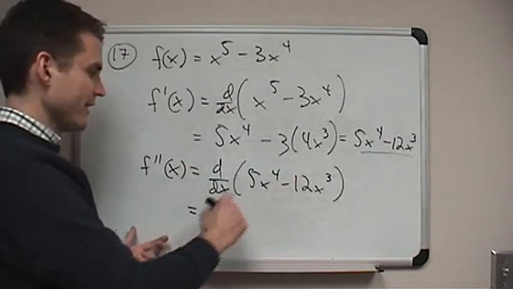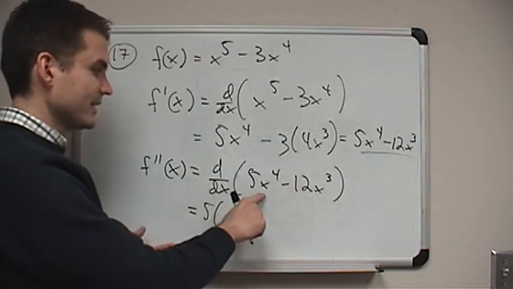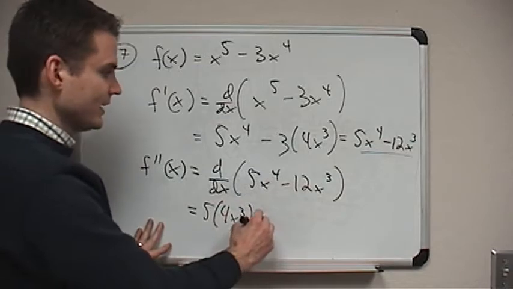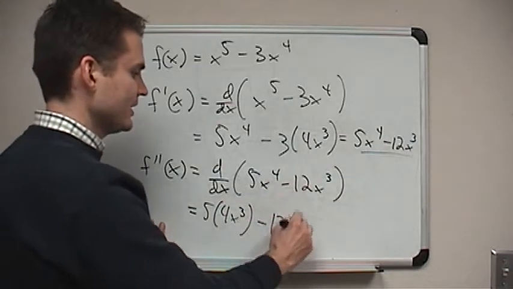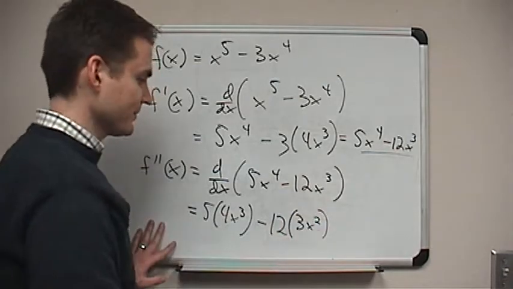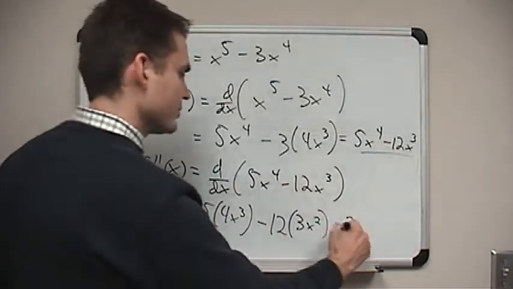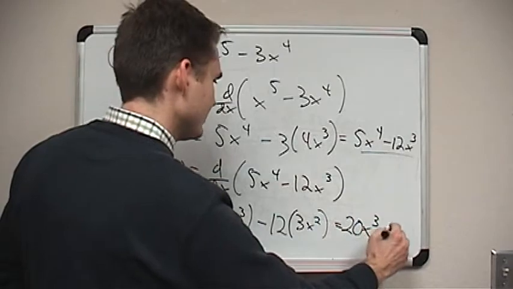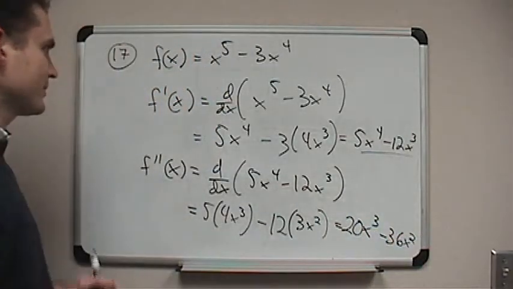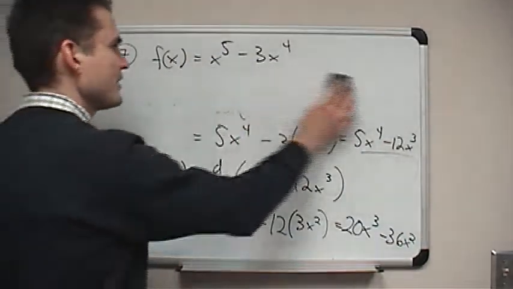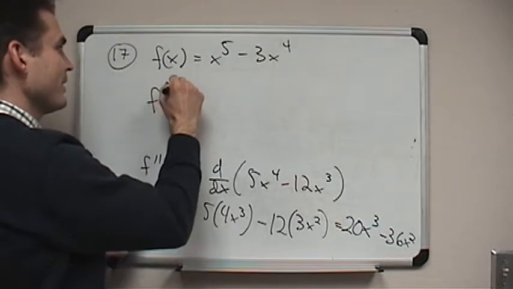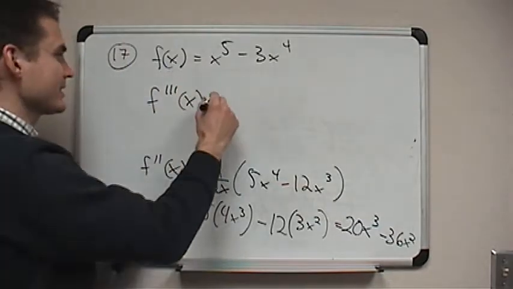So the derivative of 5x to the fourth is 5 times the derivative of x to the fourth, 4x cubed, minus 12 times the derivative of x cubed, which is 3x squared. So that's going to be 20x cubed minus 36x squared. And that's already the second derivative. Well, what about the third derivative? This is the one that we're asked to find, f prime prime prime of x.